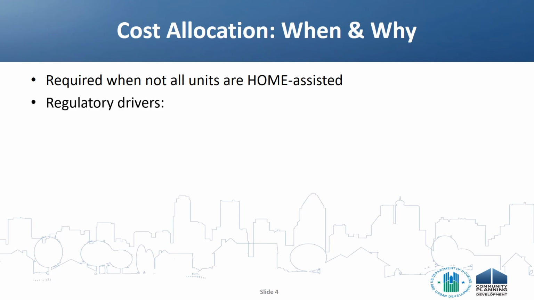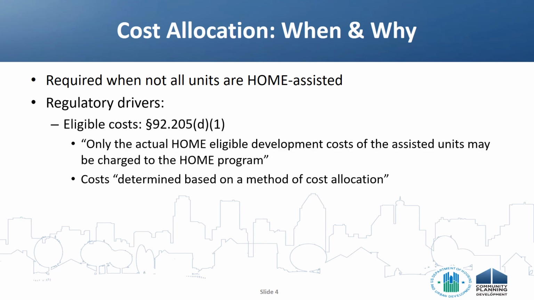There are several regulatory provisions that interact and drive the cost allocation process. First, HOME funds can only be invested in HOME-eligible cost, which are defined in Section 92.205(d)(1) of the HOME Final Rule. The regulation identifies that only the actual HOME-eligible cost can be charged to the program, and requires that these costs be determined based on a method of cost allocation.